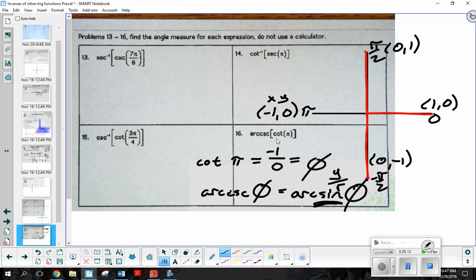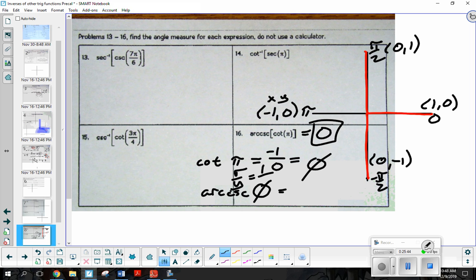Oh, and actually on this one, we didn't even need to take the reciprocal, did we? Let's take a step back. What is cosecant's ratio? We didn't need to take sine inverse, the reciprocal. Cosecant is r over y. Now remember, we have a 1, so which one's going to be undefined? 0. So arc cosecant of cotangent of pi would just be 0.